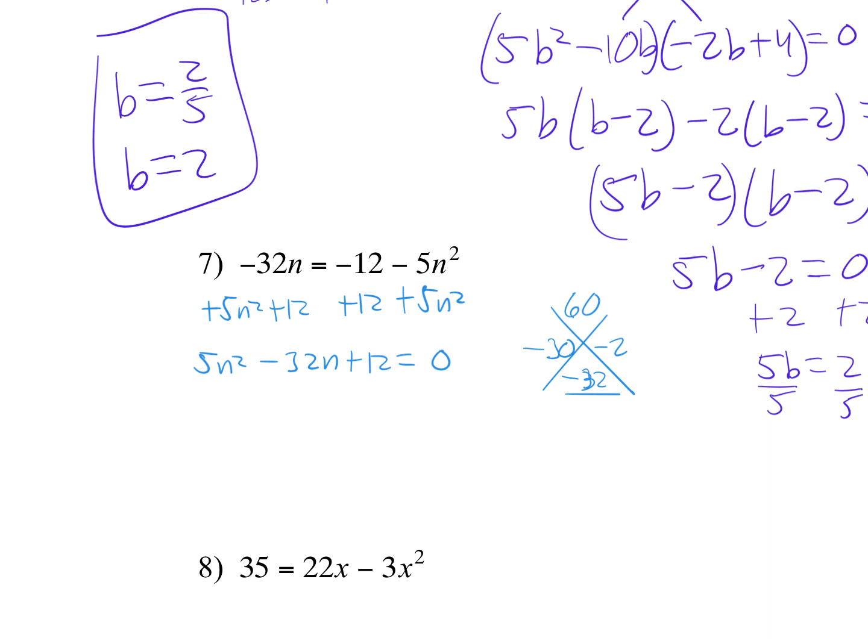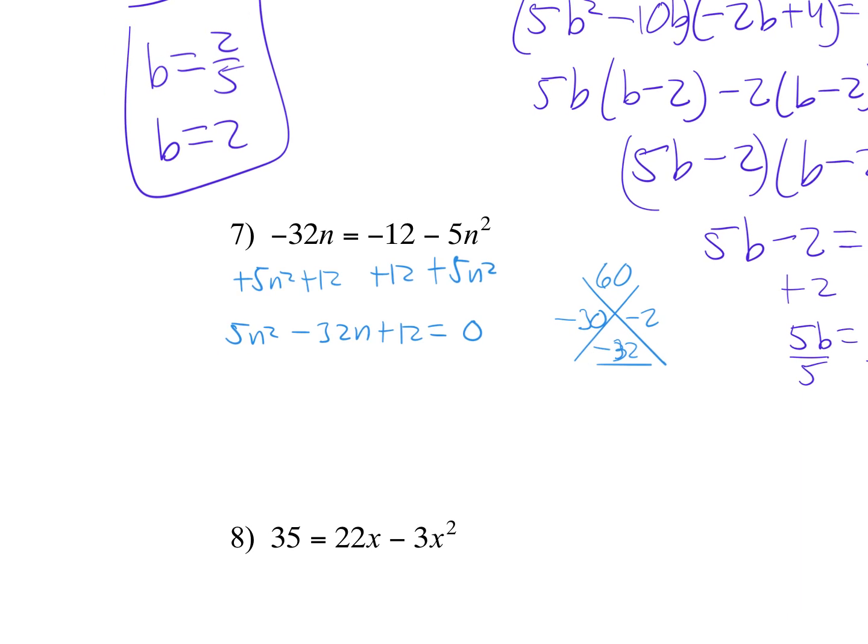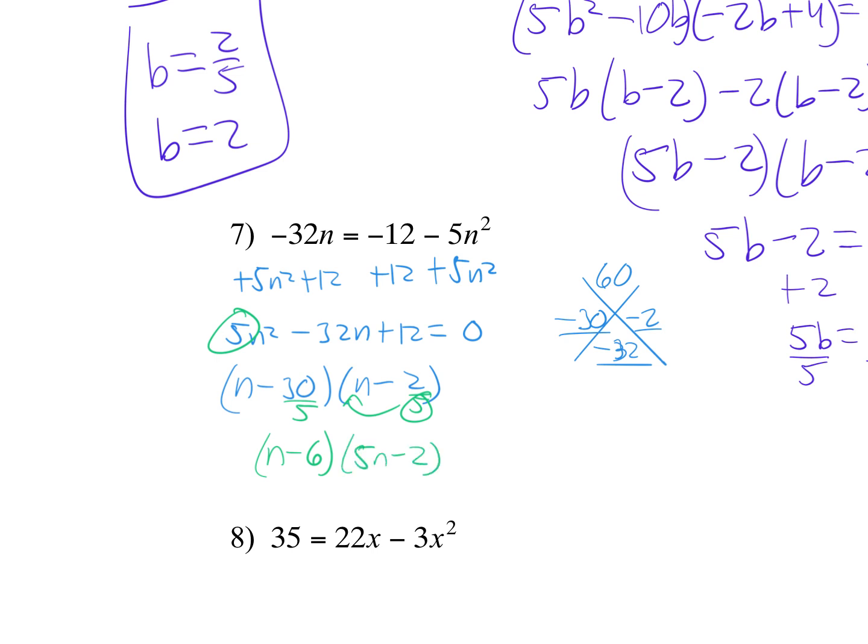I'm going to go back and forth between the two methods of factoring. So I'm going to do the slide and divide one here. I have negative 30 and negative 2. I'm going to do n minus 30, n minus 2, and don't forget, divide both of the numbers by 5. Then 30 divided by 5 gets you 6, so n minus 6 is one of our factors. 2 divided by 5 doesn't simplify, so you want to bring the 5 up front. So we get 5n minus 2 equals 0.